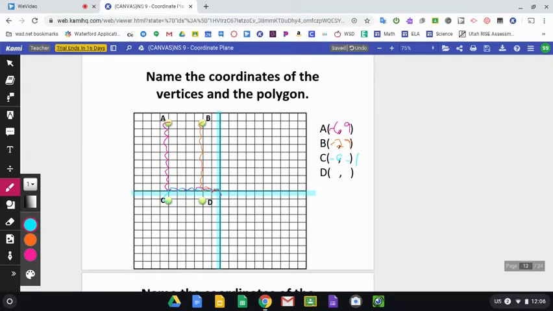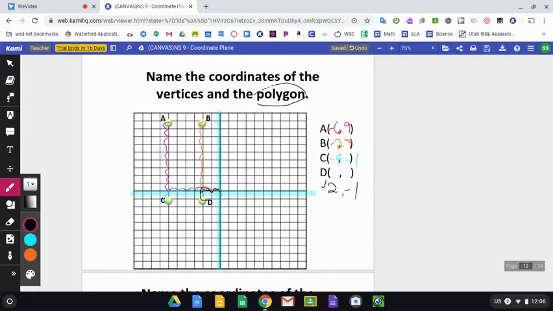And then point D. Start at the origin. And go to the left 1, 2. So -2, just like point B. And down 1, just like point C, -1.